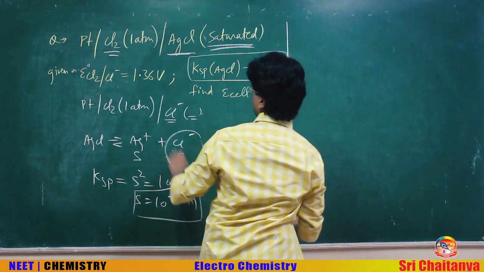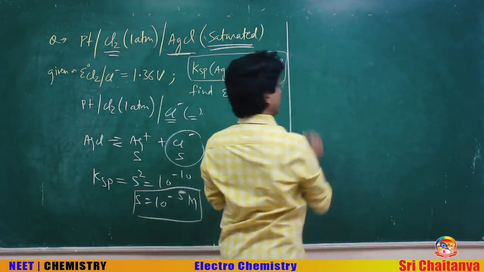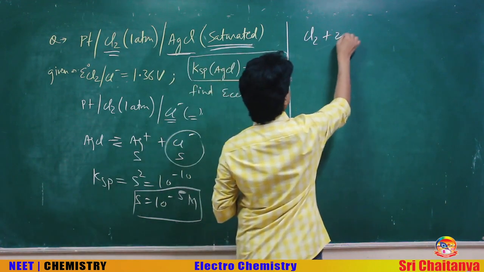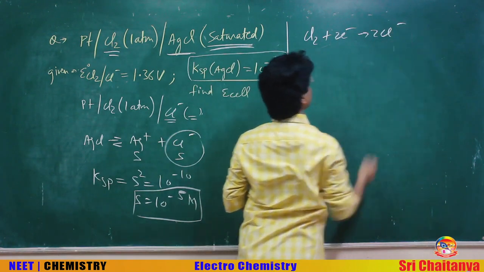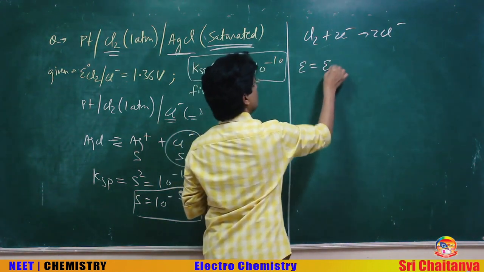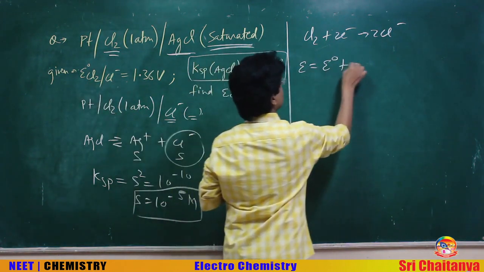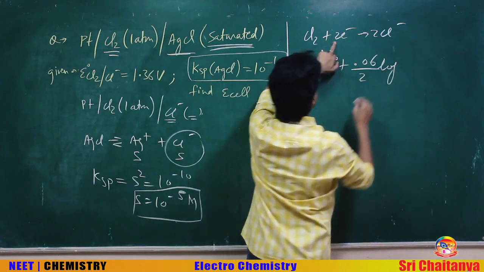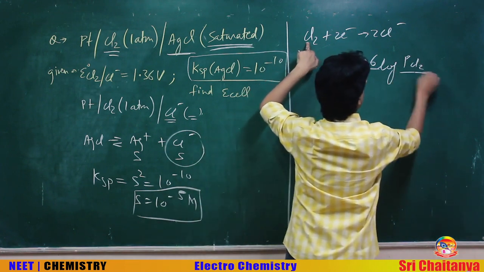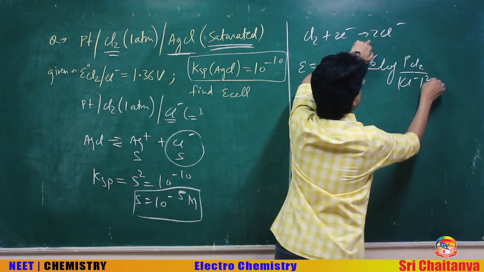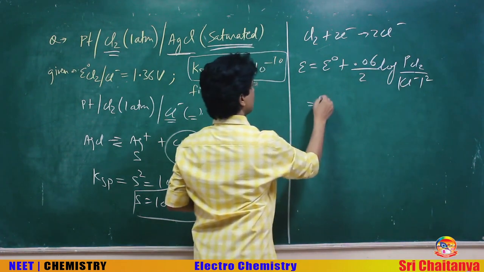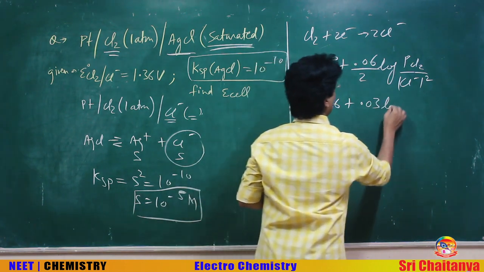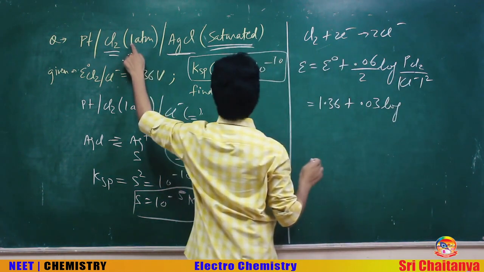Now see, let me write down the cell reaction. If nothing is given, you have to write down the reduction reaction. So Cl2 will accept 2 electrons to give you 2 Cl- ions. So for this, E will be E naught, which they have given me, plus 0.06 upon how many electrons? 2 electrons, log of reactant partial pressure of Cl2 upon Cl- ions whole square, the law of mass action. This is 1.36 volt plus 0.03 log of partial pressure of Cl2, 1.